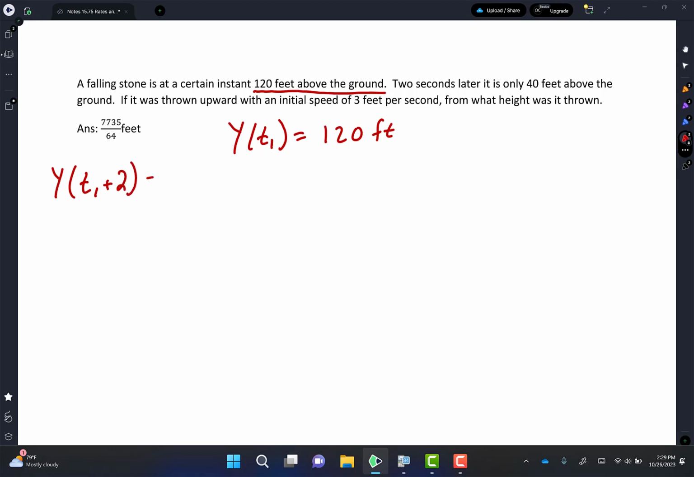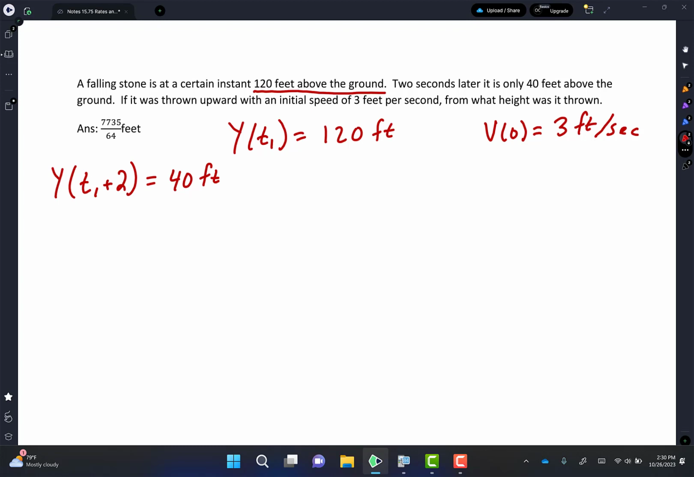t1 plus 2, and that is only 40 feet above the ground. 40 feet. Are we still okay? Okay. If it was thrown upward with an initial speed of 3 feet per second, oh, that's not much. Okay, it was thrown upward, the initial speed, so that's the initial velocity. So v of 0. Wentz probably writes vi, which is fine. v of 0 is 3 feet per second. This is calculus-based physics right here. From what height was it thrown? So they want to know the initial height. The same question as the one that we got.